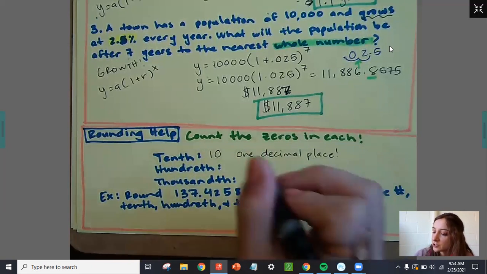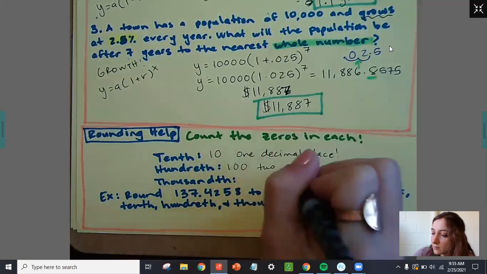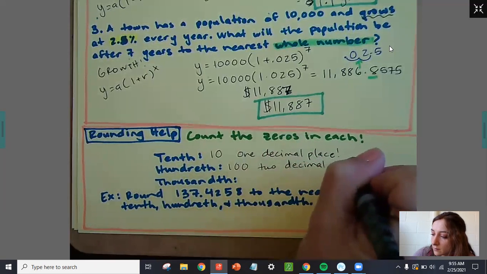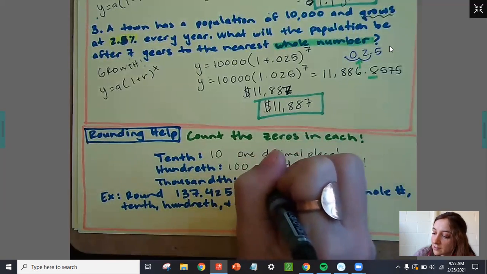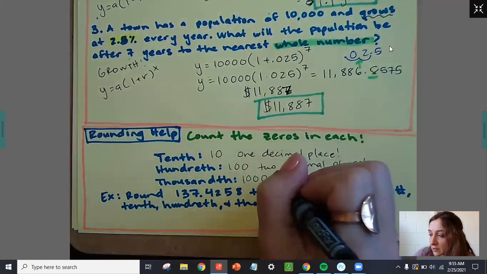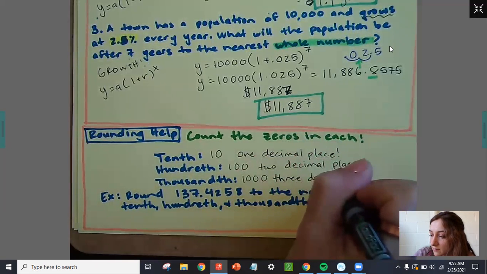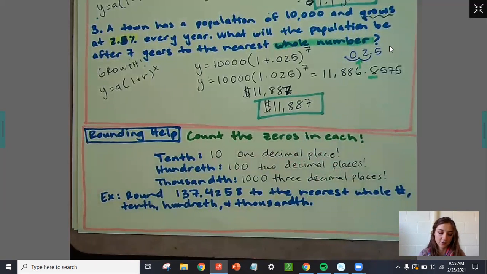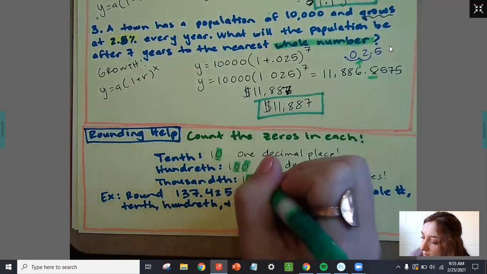Or if I'm looking at the hundredth, that has 2 zeros in it. So this is going to be 2 decimal places. Okay, if I'm looking at the thousandth, if I write out 1,000, that has 3 zeros. So this is going to be 3 decimal places. And if you went on, you would see the pattern here for the rest of it. So just count the zeros whenever you're writing these things out.